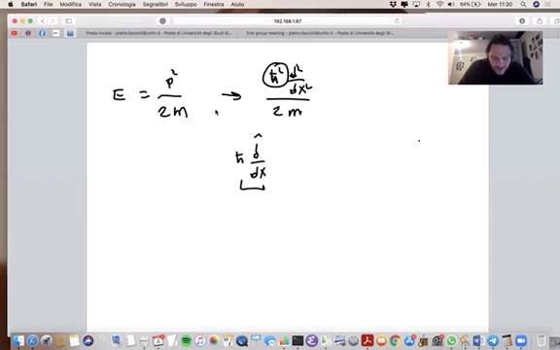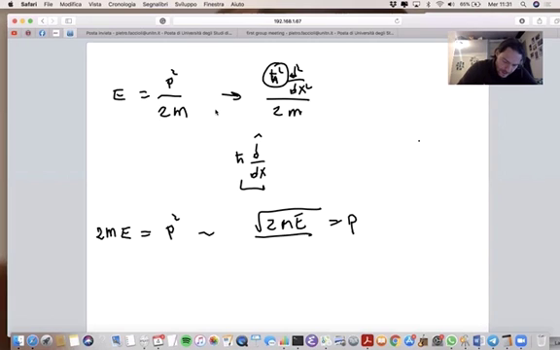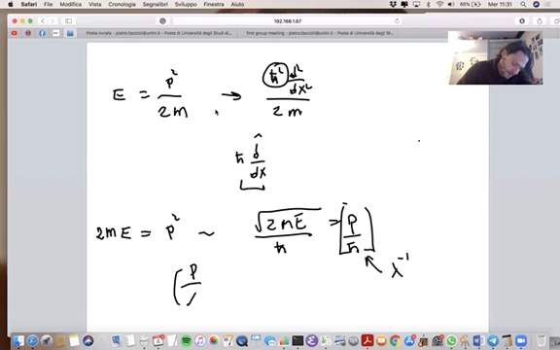So the derivative of a function is proportional to the momentum through a quantity h bar, which means that if I take the energy and multiply it by 2m, I get p squared, right? And if I'm after orders of magnitude again, I take the root, I get p. And then if I divide this by h bar, I get something which has the unit of inverse length, because the derivative has the unit of 1 over length. So if I take this to the -1, it will be some length scale. And this length scale will be more or less the size over which the wave function will change.